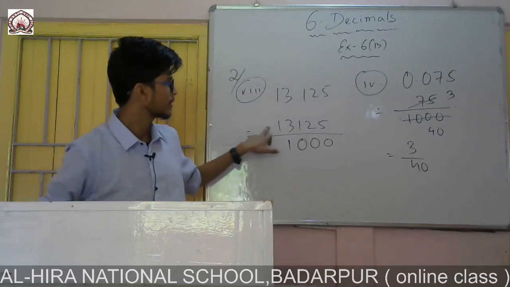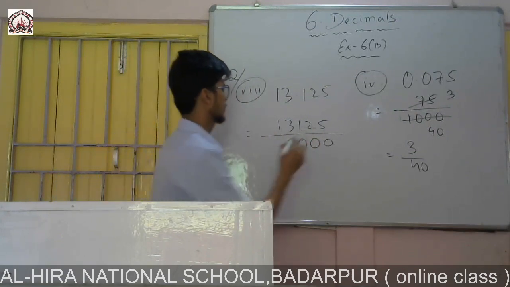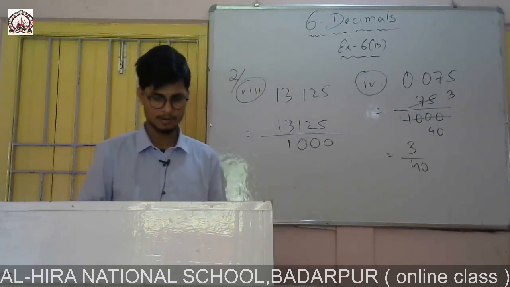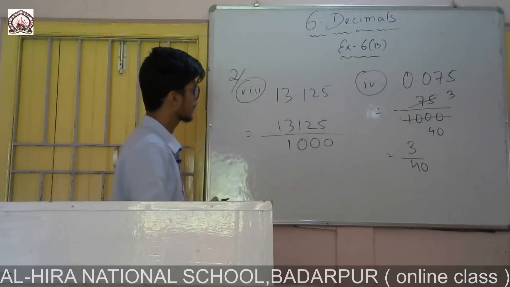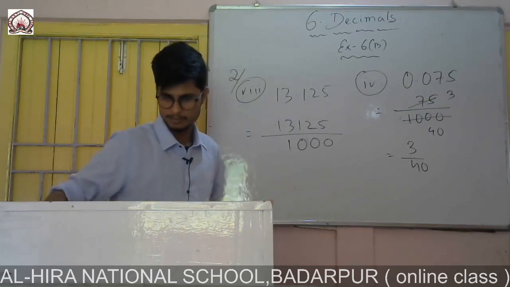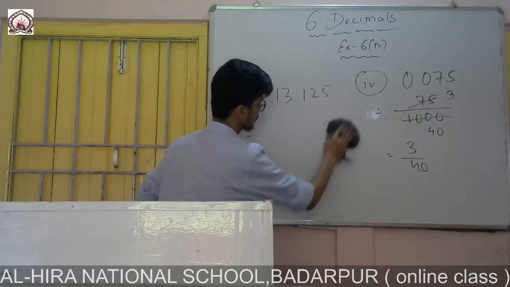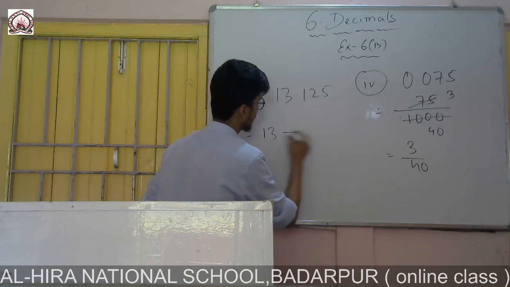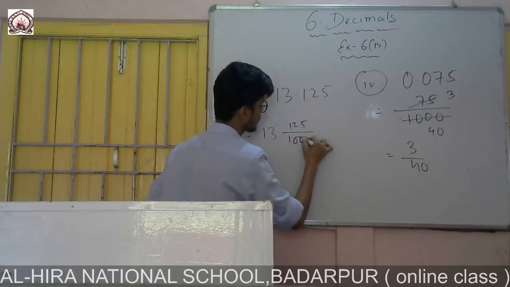So 13125 by 1000. Now I will express this in lowest terms. One thing I can do easily: no need to write this whole number. You simply write this whole part, and convert the decimal part, which is 125 by 1000. It will be easy to cancel.